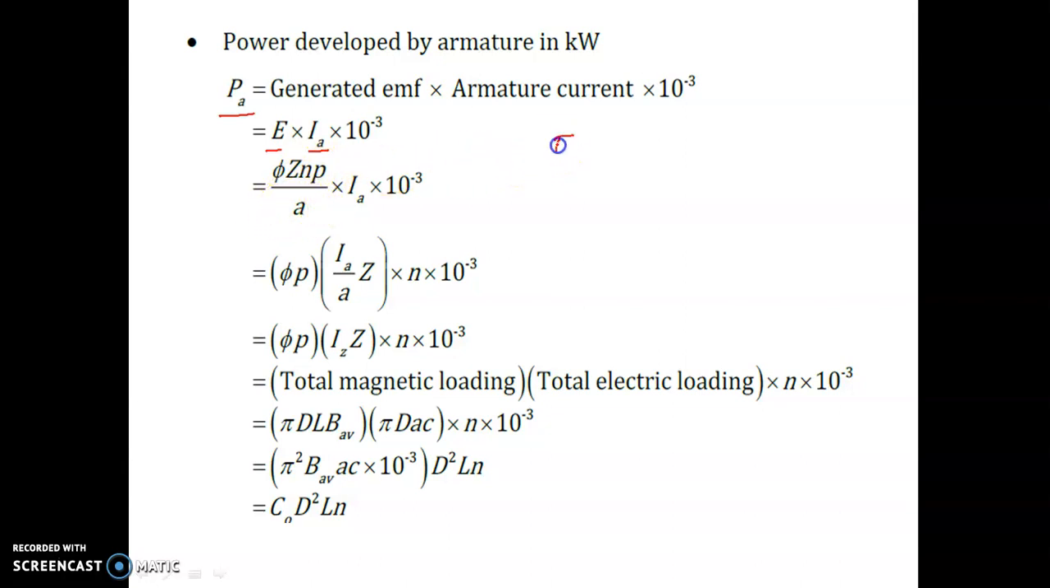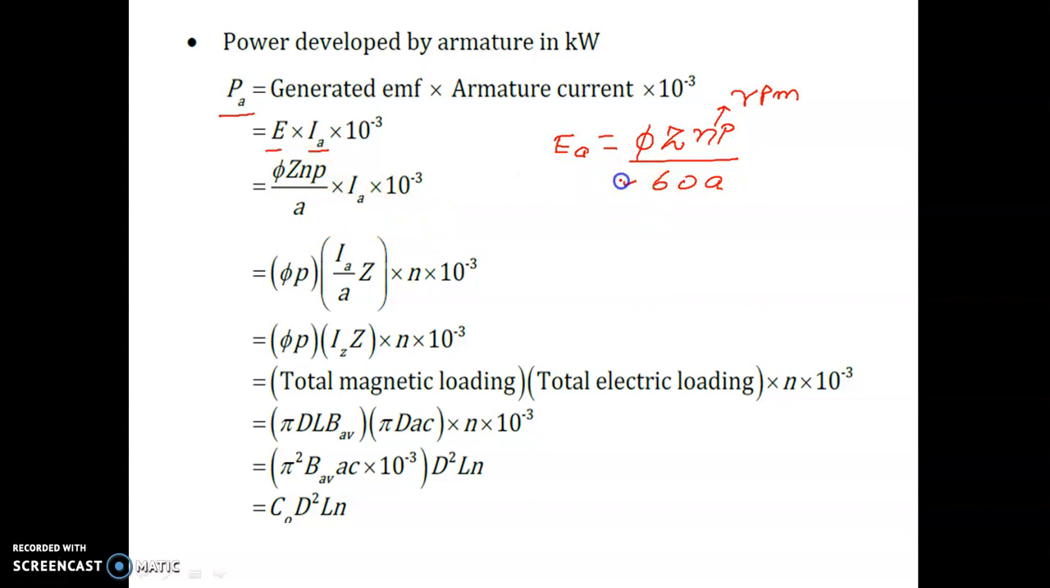As we know, EA equals armature induced EMF equals phi Z n P divided by 60A. But here the speed, you remember the relation, is in RPM. The unit is rotation per minute. This is for 1 minute and this is for 1 second.